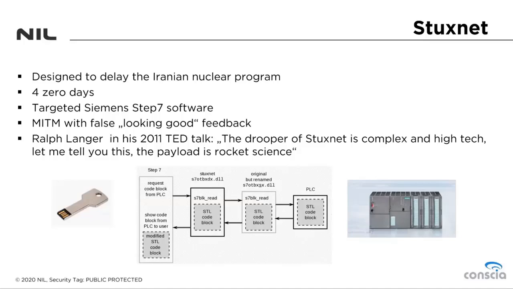But as you remember, by replacing a key communication library, it was playing the man-in-the-middle game and reporting false, good-looking feedback to the operators, and therefore the failures were harder to identify. Actually, a lot was written about Stuxnet, but it is still regarded as one of the most sophisticated malware ever created. Maybe Ralph Langner, who analyzed the Siemens parts of Stuxnet, described it best by saying, "The payload is rocket science." With that, he meant the part that is running on the PLC.